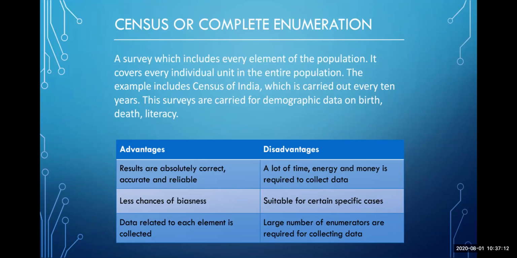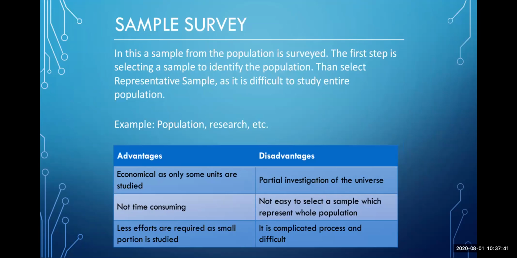Thirdly, the third disadvantage is that a large number of enumerators are required for collecting data. Now just imagine, if I want to do a census survey, that means I'll have to appoint that many people to go about all the cities and states, or in that particular city, I'll have to appoint many people to cover the whole range of population, which is again not possible.